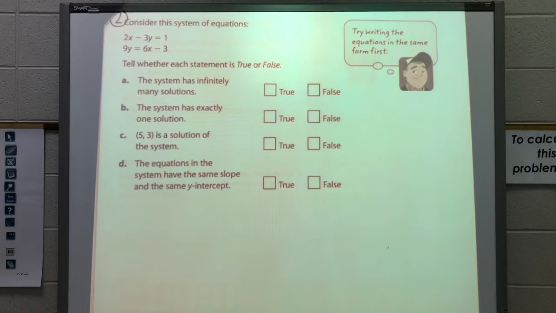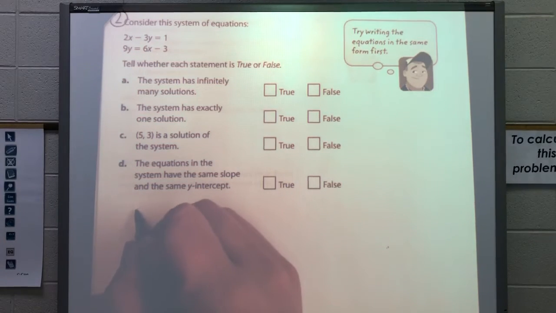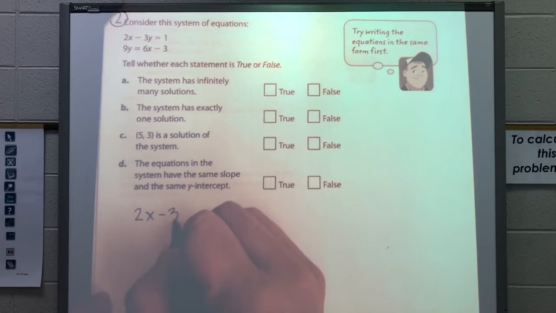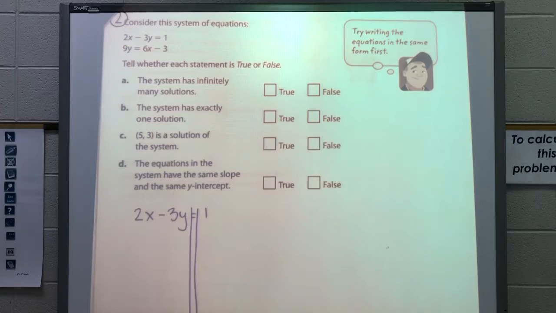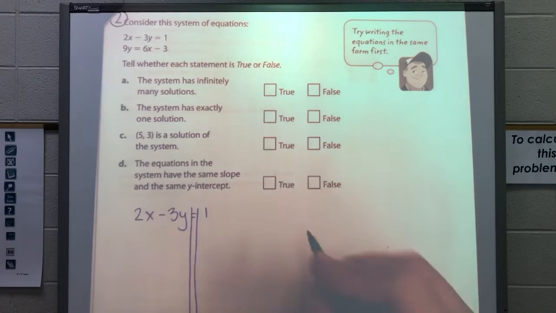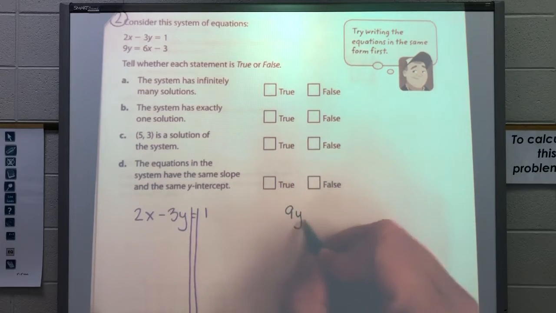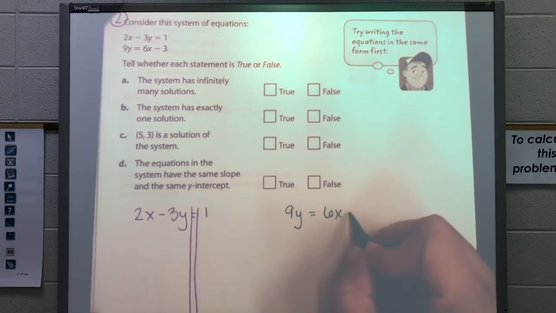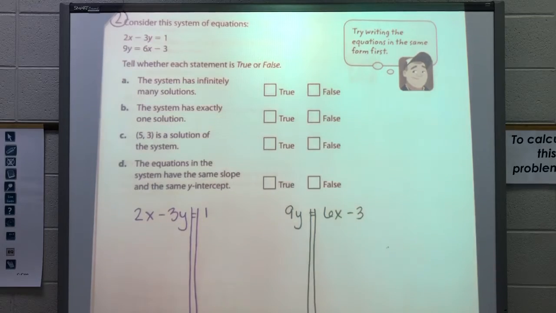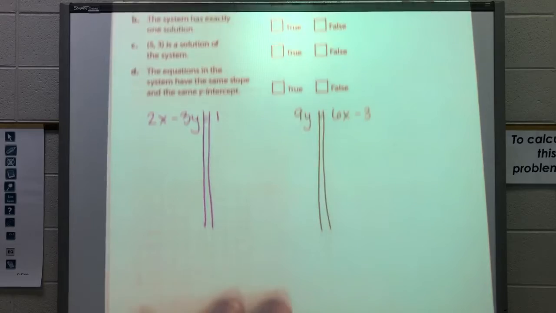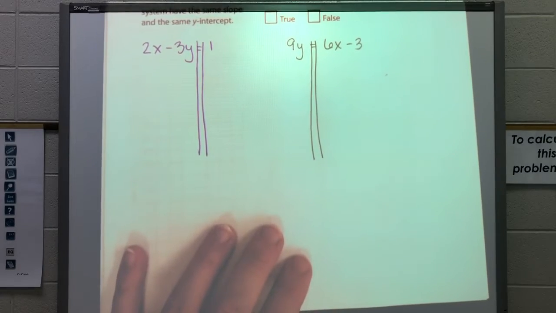So I'm going to take both of those equations exactly how they are. I'll go down to the bottom and I'm going to rewrite them. 2x minus 3y equals 1. Draw my double line because I'm going to have to isolate it. Same thing with the other one. 9y equals 6x minus 3, and draw my double line. Now I'm isolating y here to see what my slope and y-intercepts are. Okay, so there we go.